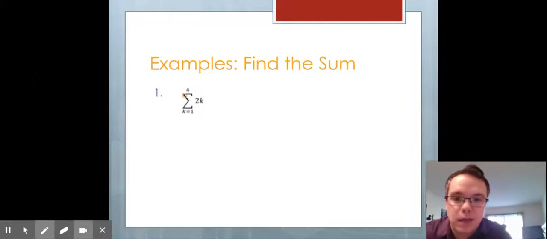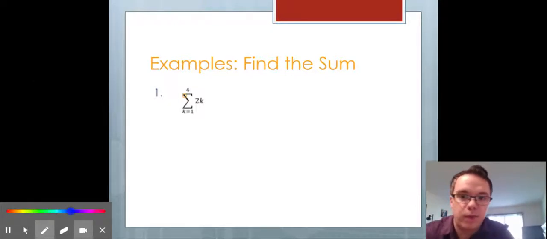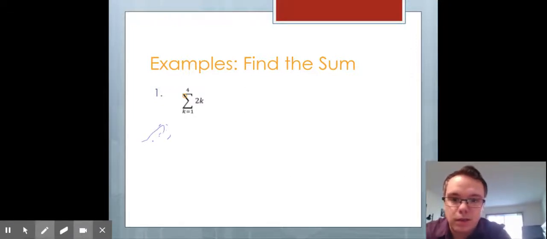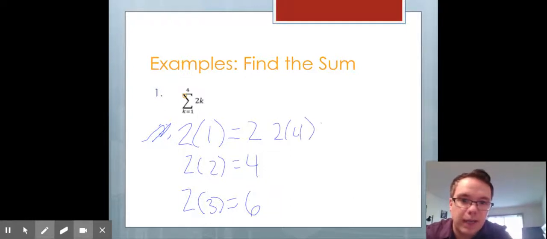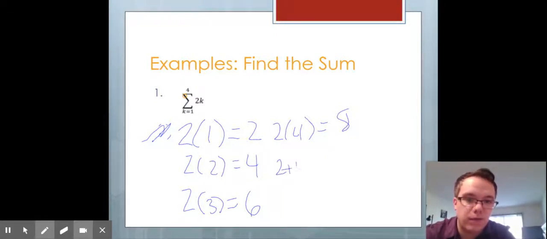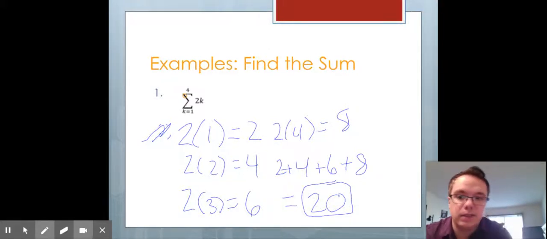Our index is 1, and our max there is 4. So we're going to plug in all the numbers between 1 and 4 into our rule to get our terms, and then we're going to add all our terms together. We are going to start with 1. We plug 1 into our function, and we get 2 times 1, which is 2. We plug in 2: 2 times 2 is 4. We plug in 3: 2 times 3 is 6. And we plug in 4, and we get 8. We stop there because we plugged in the numbers 1, 2, 3, and 4. The bottom number 1 is plugged in, and the top number 4 is plugged in, so we can stop. Then we take 2 plus 4 plus 6 plus 8, and if we add those numbers together, we get 20. So the sum of our series here is 20.